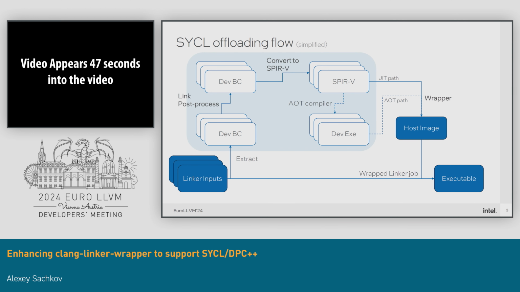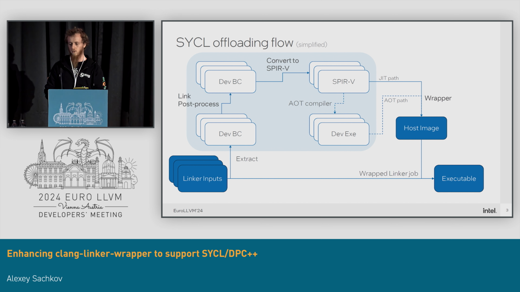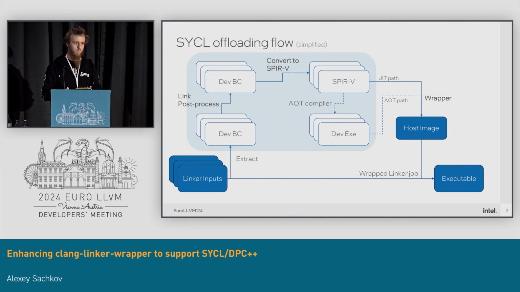The general flow is essentially the same as for CUDA and HIP. We have some linker inputs, we extract device code out of them. We do kind of a full LTO where we link everything together, do some post-processing on it, and then we convert that to SPIR-V. We are using the SPIR-V LLVM translator standalone project, but we are also evaluating use of the SPIR-V backend on that step. And then this resulting SPIR-V is wrapped into the final executable, and this JIT path is actually the default for us, where we just bundle SPIR-V, so it is JIT compiled later when a kernel is invoked.